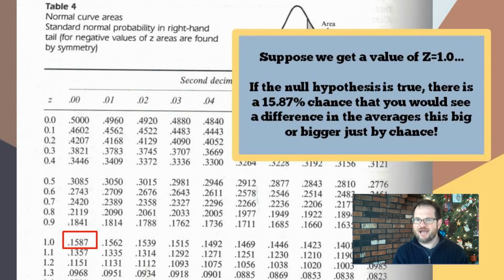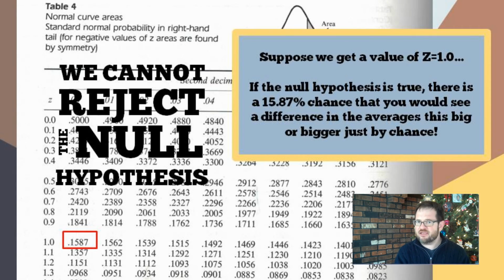I'm not comfortable with that. 15% of the time I could get a result this big. I'm not going to reject my null hypothesis that the two groups actually have the same mean. I'd have seen a difference this big 15% of the time just by dumb chance. That might be my dumb chance right now. I'm not willing to take that big of a risk. I'm not far enough in the tail of the distribution. This is not inconsistent with the idea that these two groups might have the same mean. Therefore, we cannot reject the null hypothesis.